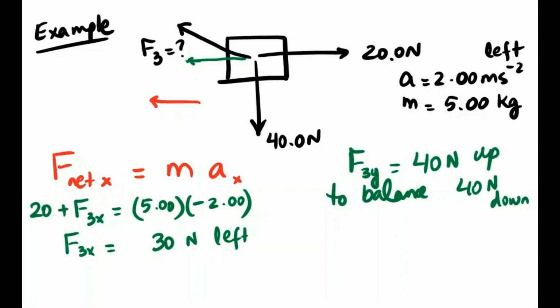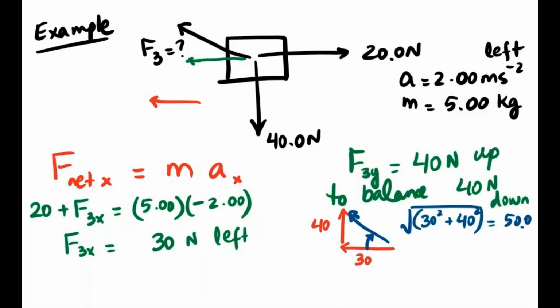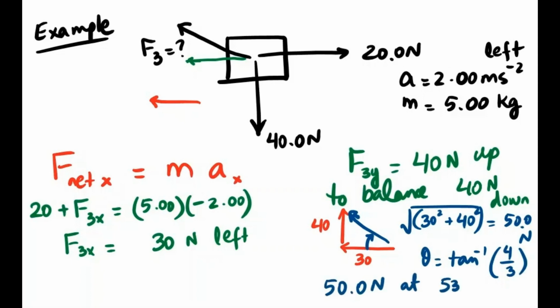So when I draw that vector and put them together with the head to tail rule, I see the blue vector is going to give me the resultant force F3. So I'm going to use the Pythagorean theorem, and I'm also going to use the inverse tangent function to figure out the angle, and I can find F3 as 50 newtons at 53.1 degrees.